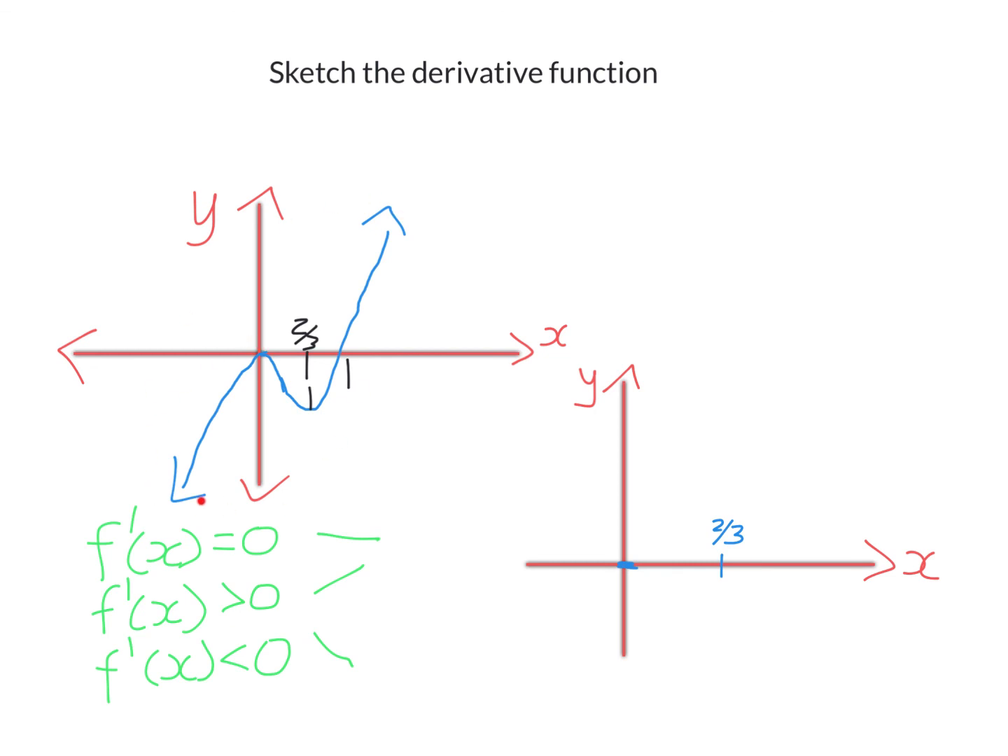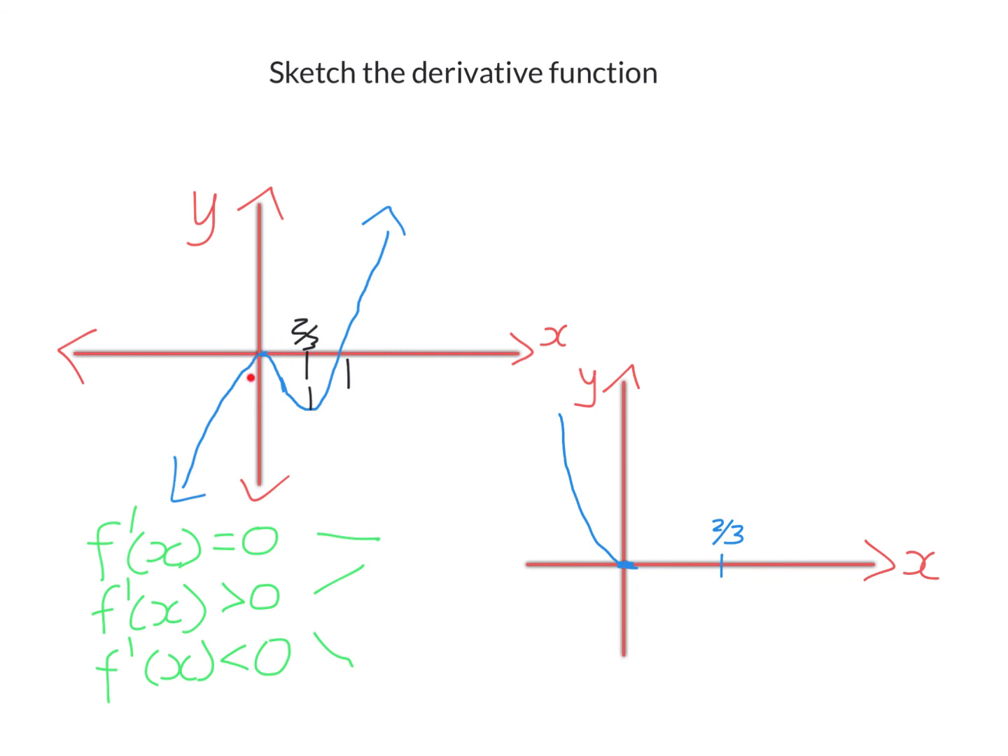So for values of x that are less than 0, note the curve is leaning to the right. That means its derivative is positive. So when we're graphing the derivative, when x is less than 0, when x is negative, this will have a positive derivative. So what will happen is its derivative will be above the x-axis. That's what it means to be positive.